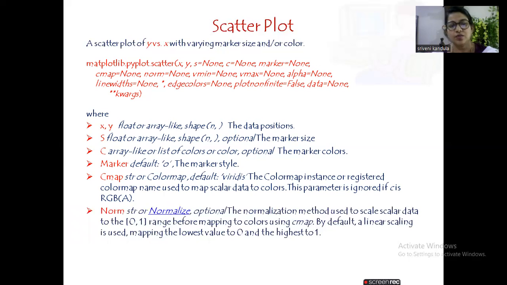Then norm. This is a string, and it is also an optional parameter. It tells us the normalization method that is used to scale the scalar data in the range of 0 to 1 whenever you are mapping with the help of cmap. By default, a linear scaling is applied, where the lowest value is 0 and the highest is 1. Sometimes we normalize the data in pre-processing, so there you will be using this. Otherwise, you can just ignore this.